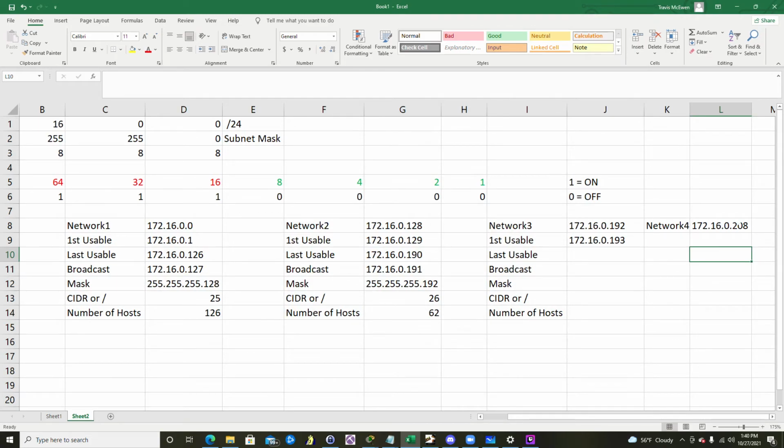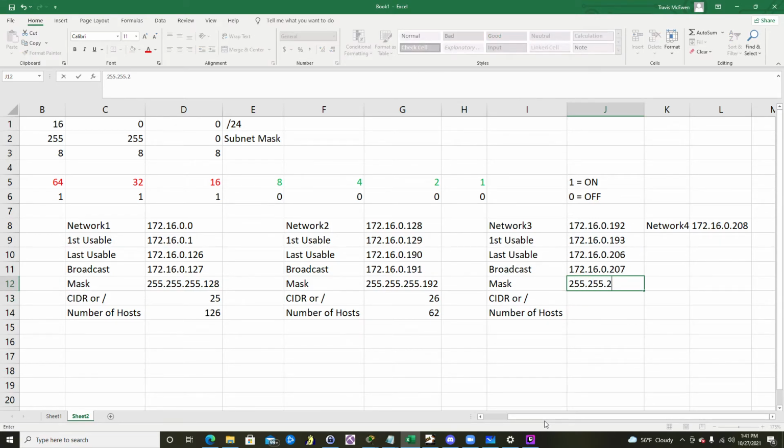So now that we know where network 4 would start, my broadcast is just one less than that. So it would be 0.207. And my last usable would be 206. And same thing for adding up the mask. We're just adding up all the numbers that we've turned on, so the 128, the 64, the 32, and the 16. So that would be a mask of 240.